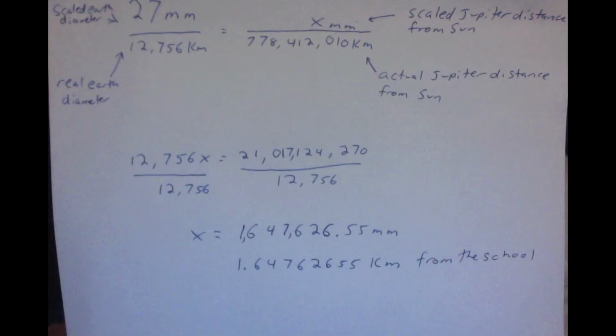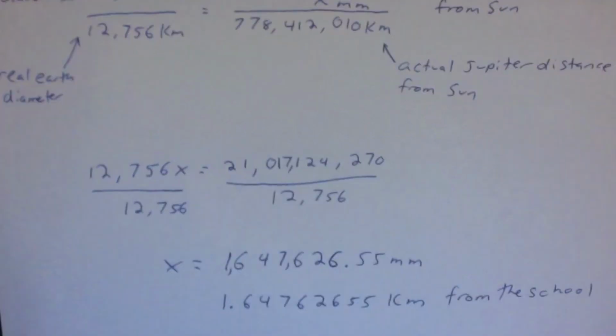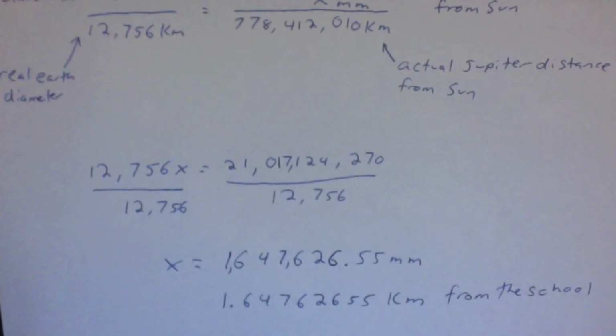We are going to use the ratio 1 millimeter to 472.4 kilometers. I've set up a ratio that scales down the distance so that Jupiter is in Woodbridge. I've set up an equation which is 27 millimeters divided by 12,756 kilometers equals x millimeters over 778,412,010 kilometers. Next, we will cross multiply this equation.